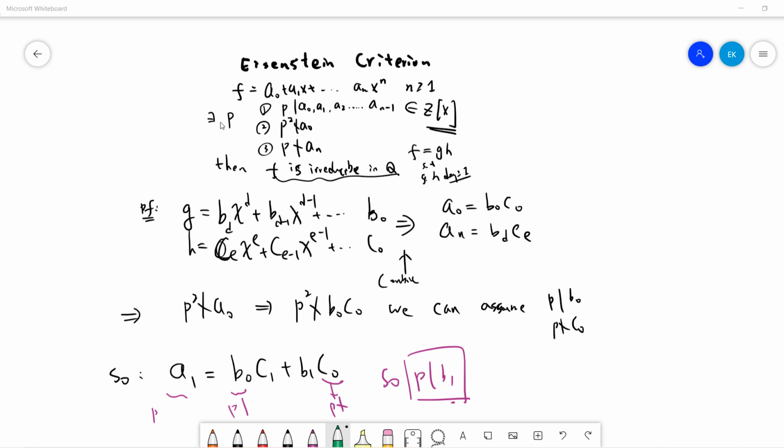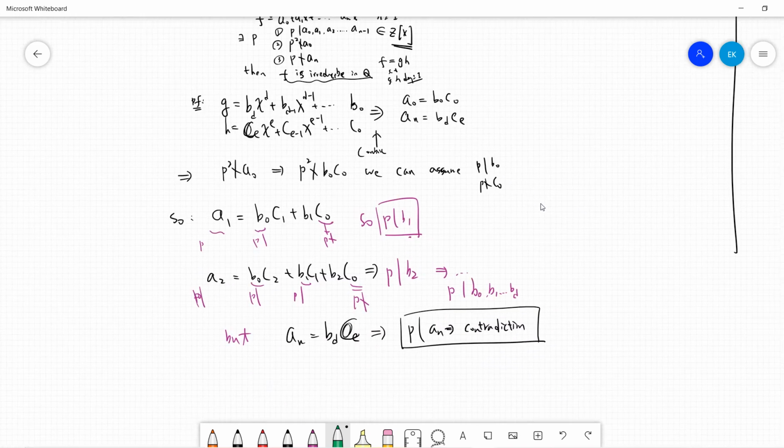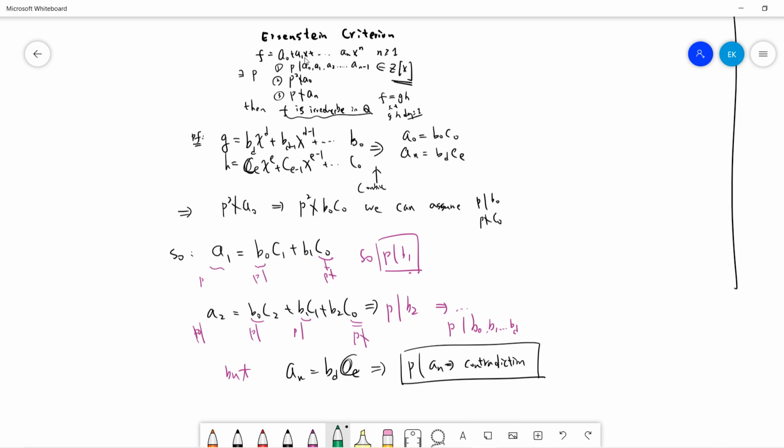That means you cannot write f as g times h such that g and h both have degree greater than or equal to 1 and both have rational coefficients. The corollary is that f does not have rational roots. The proof is so amazing; it's obviously not easy to think of this criterion.